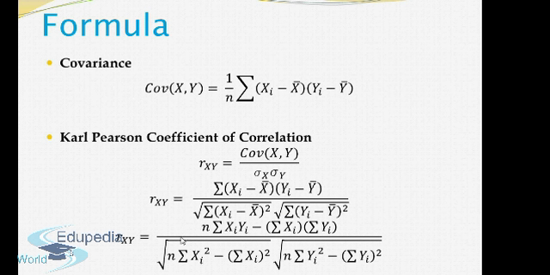The other form of the formula, once we multiply these terms which are together and work out, is n times summation xi yi minus summation xi into summation yi, divided by the positive root of n times summation xi square minus (summation xi) the whole square, times the root of n times summation yi square minus (summation yi) the whole square.